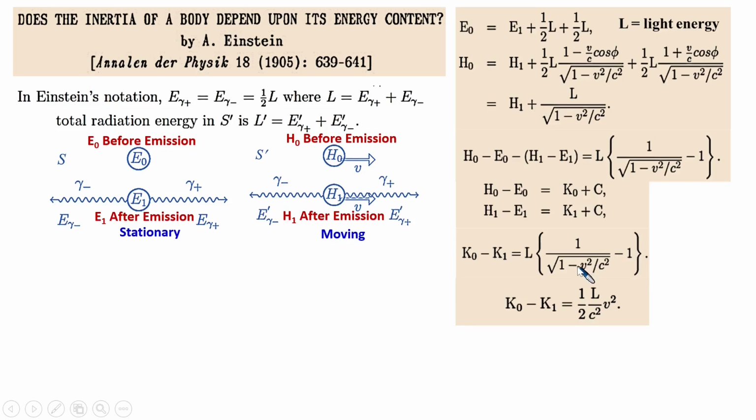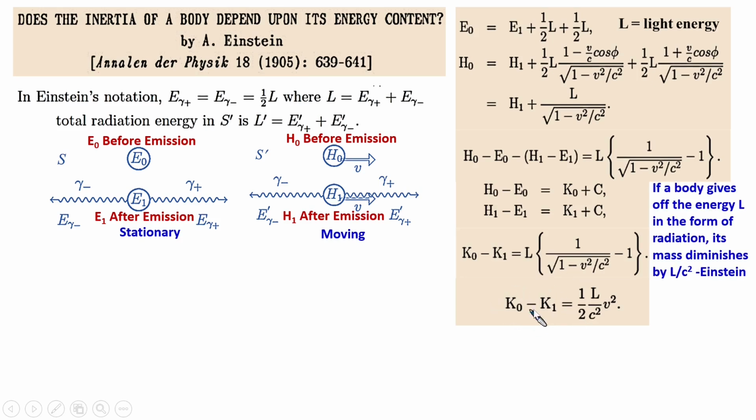Now I can expand this in a Taylor expansion, the square root of 1 minus V square by C square. The Taylor expansion will be 1 minus half of V square by C square. So 1 and 1 will get cancelled, and you will have only half L V square by C square left. Just check Wikipedia for the Taylor expansion. And this difference before and after in the kinetic energy is due to the energy given out in the radiation.